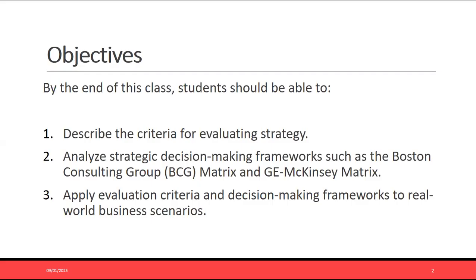By the end of this discussion, you should be able to describe the criteria for evaluating strategy. You should also be able to analyze strategic decision-making frameworks. For this discussion, we'll consider the Boston Consulting Group Matrix, which is also called the BCG Matrix, and then the GE-McKinsey Matrix. And then finally, you should be able to apply evaluation criteria and decision-making frameworks to real-world business scenarios. So basically, this is what we'll be doing in our discussion today.